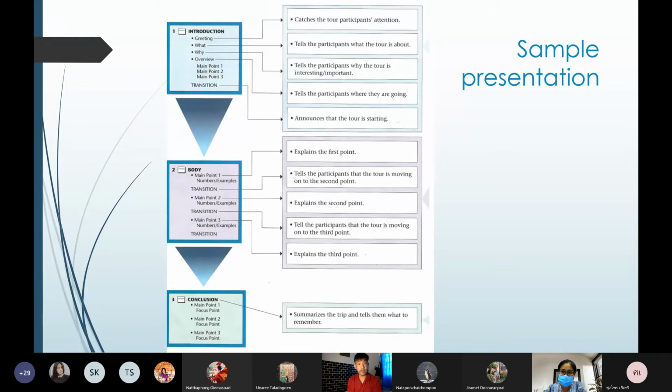Then don't forget, sorry, I forgot to tell you, the transition signals. Okay. The body, main point 2, transition, and proofs. Conclusion, main point, the focus point. That's simple. That's the presentation. Let's go to the next one.